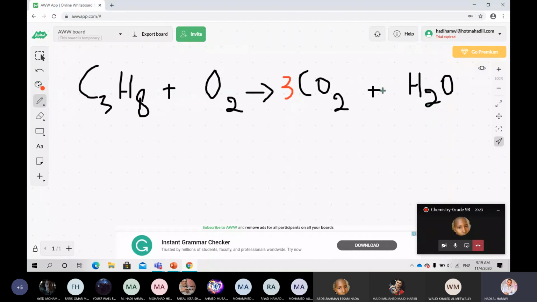What should I do? Put 4. Very good. So 4 times 2 is 8 and here we have 8. Now oxygen. How much do we have in the reactants? 2. How much do we have in the products? 10. Very good. How did you know?